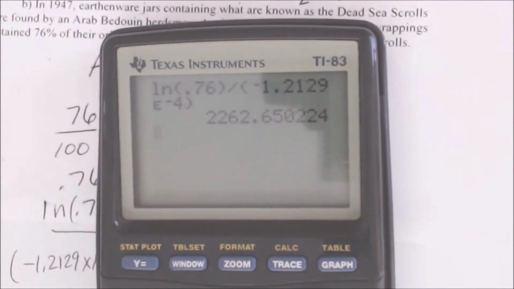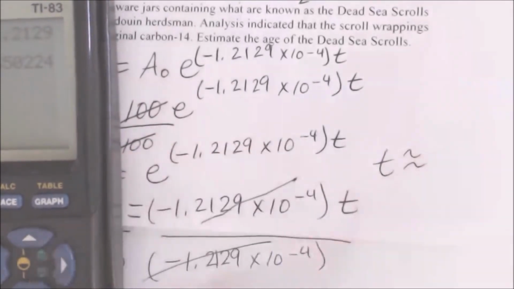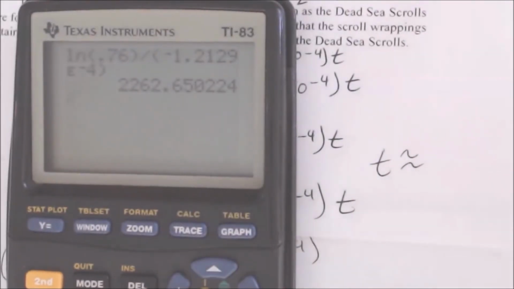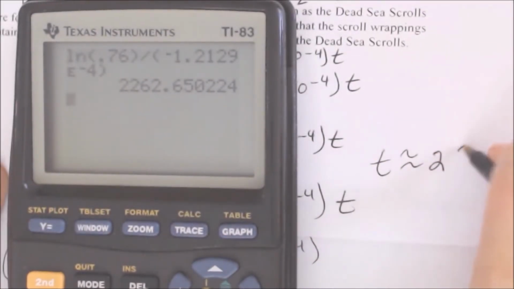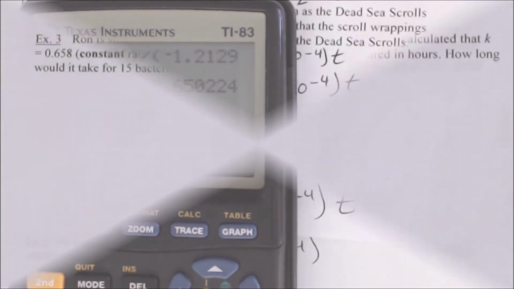2,263, about 63 years old. So our time, let me put this back up here so everyone can see it. So our time is about 2,263 years old. So when these were found in 1947, they were about 2,263 years old.